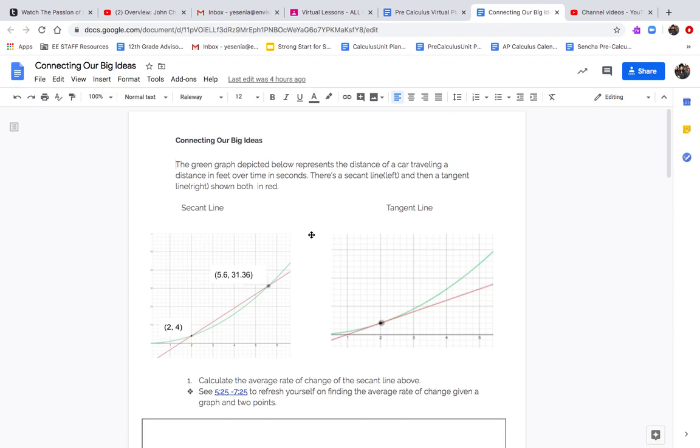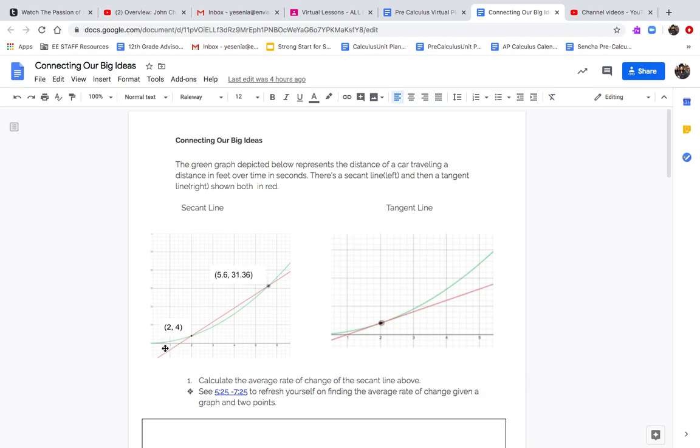First off, you're going to be given these graphs. Now, these graphs are directly from our past video lessons, and also this was in your Big Ideas packet. I had some of you annotate it. Some of you did not choose to annotate this part. That's okay. It says the green graph depicted below represents the distance of a car traveling a distance in feet over time in seconds. So that means our y-axis would be distance. Our x-axis would be time in seconds.